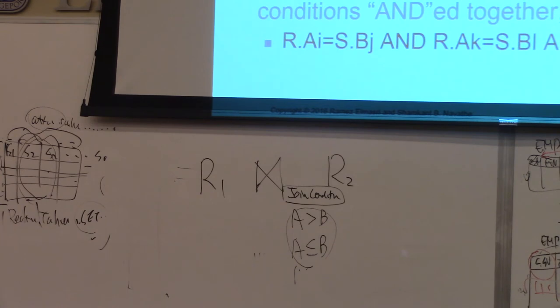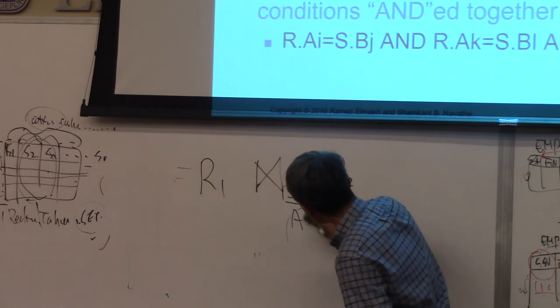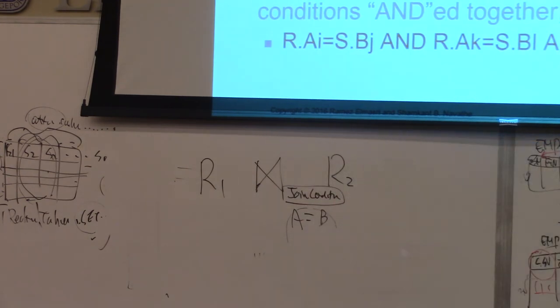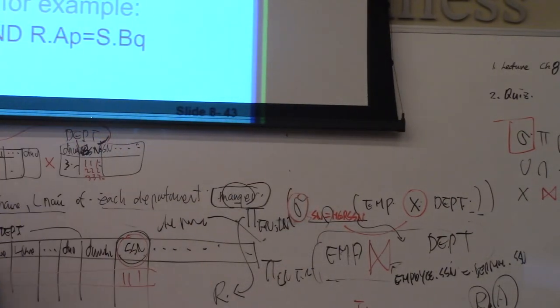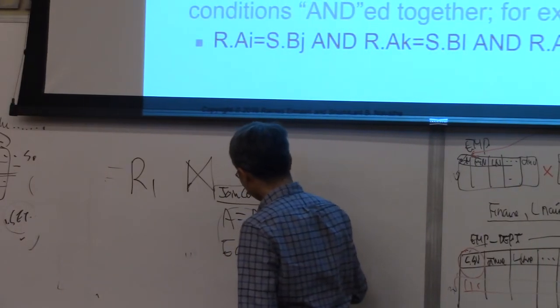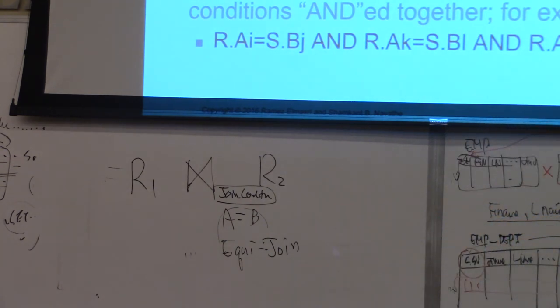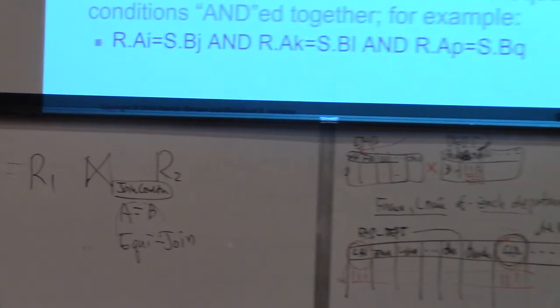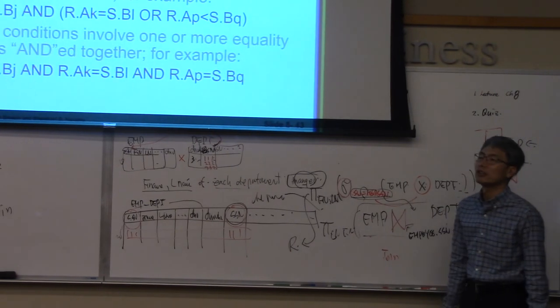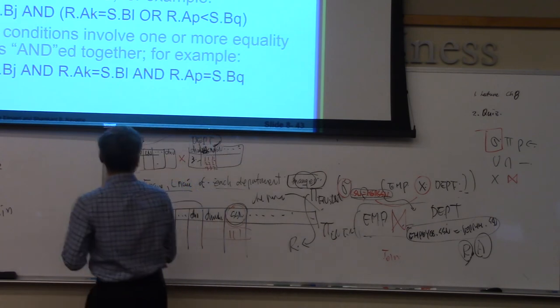What is the theta join? Theta join is the same as what you are thinking. However, if we are using only equality, like this example, equal, the most popular one, equality is the equi-join. If you are using this one, it is the equi-join. The join condition is the equation. There is another one, like the case where the column name is the same.